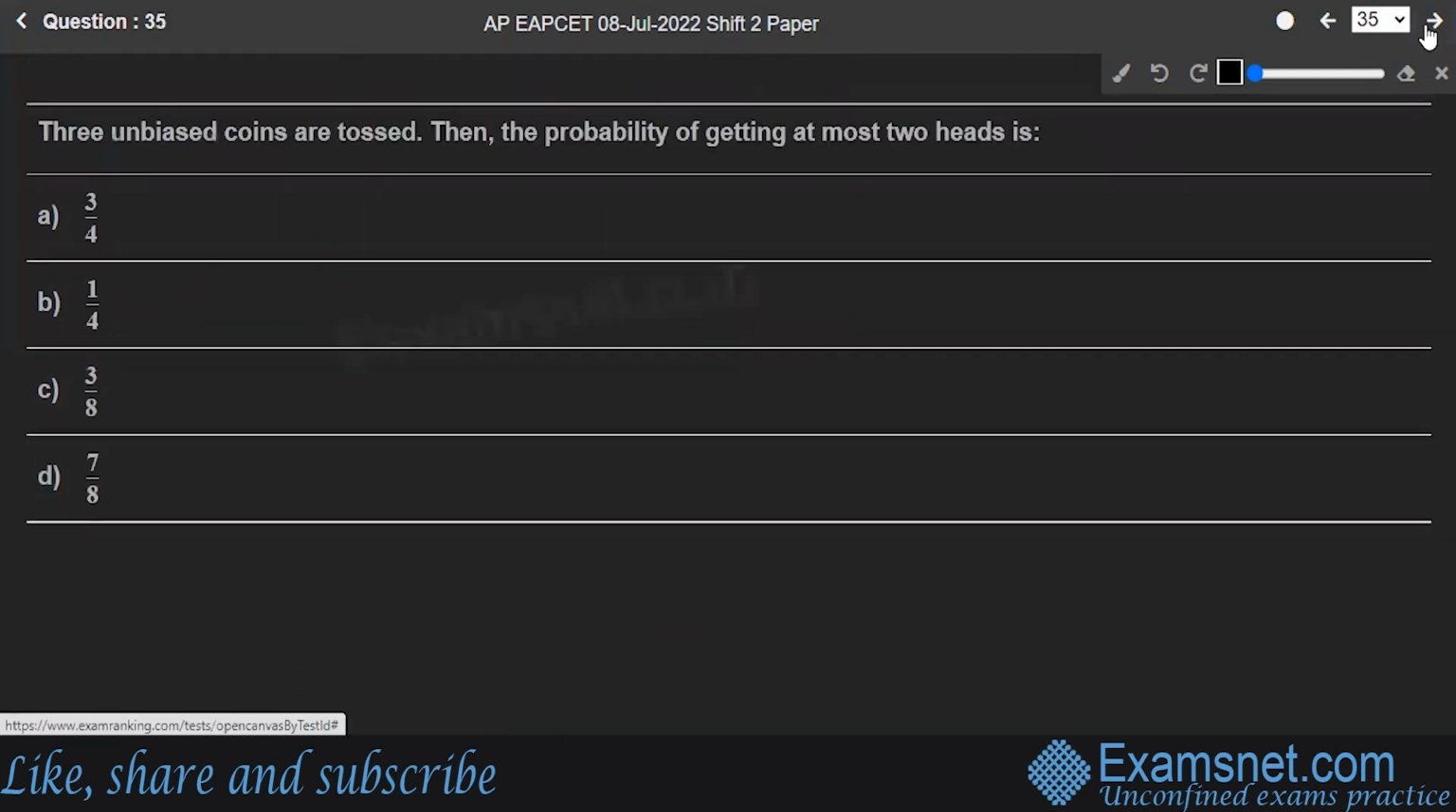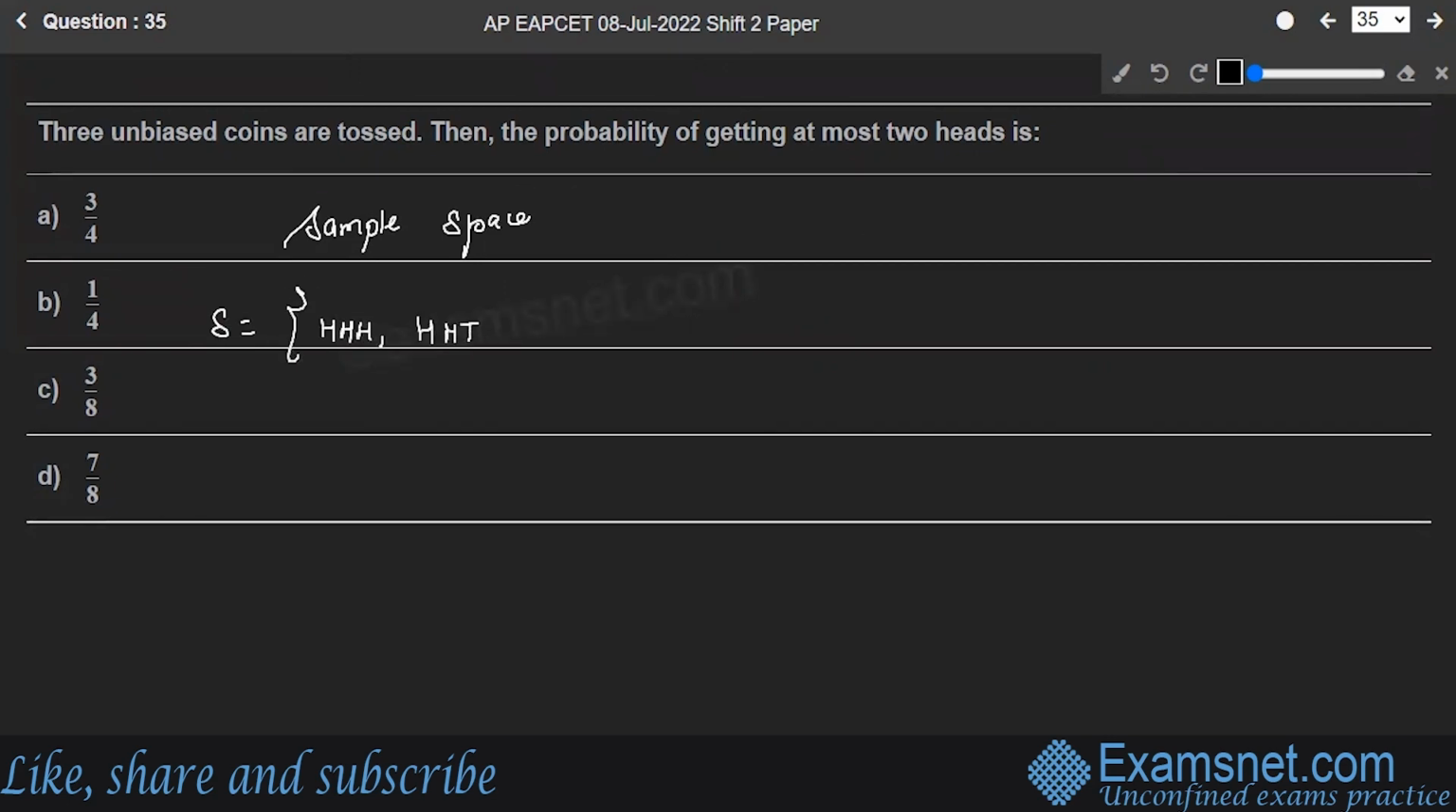Right. Next is question number 35. 3 unbiased coins are tossed and the probability of getting at most 2 heads is what? 3 unbiased coins are tossed. So you have the sample space as head, head, head; head, head, tail; head, tail, head; head, tail, tail; then tail, head, head; tail, head, tail; tail, tail, head; or tail, tail, tail. This is the sample space.